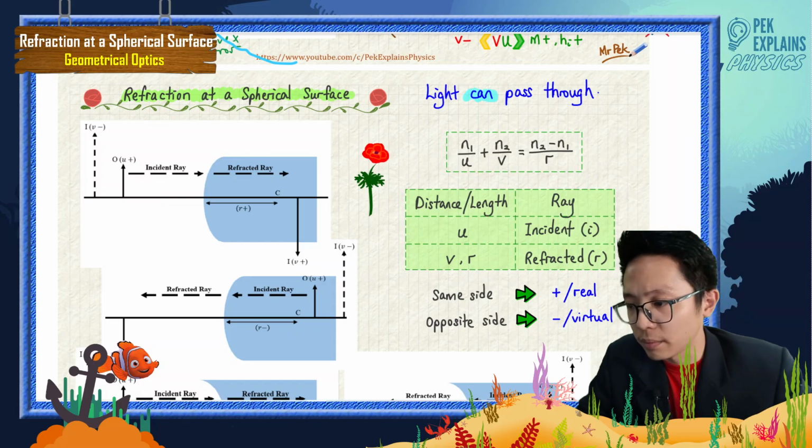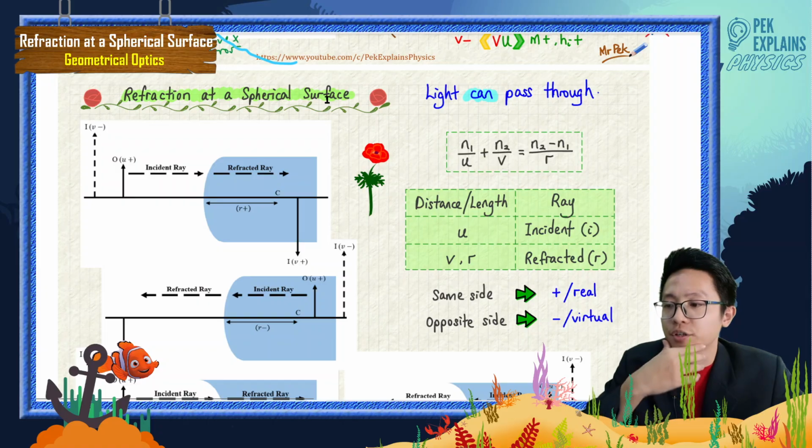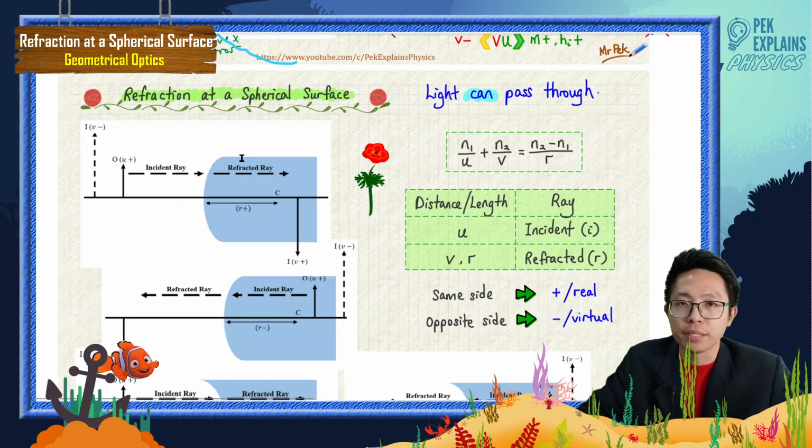Right, now let us talk about refraction at the spherical surface. For refraction, the light definitely can pass through because it is not a mirror. It is just a piece of glass. The light can penetrate.